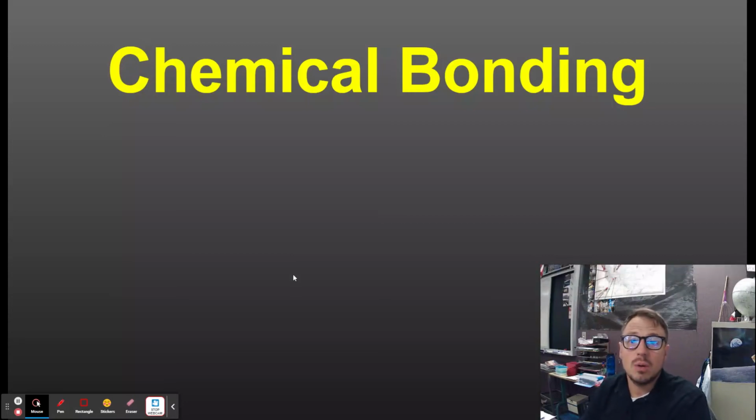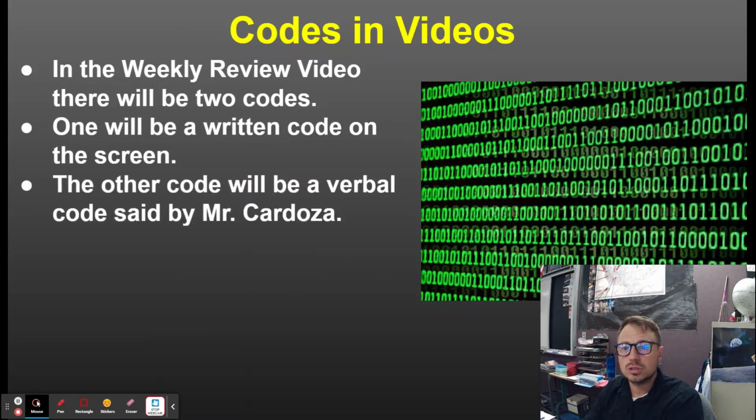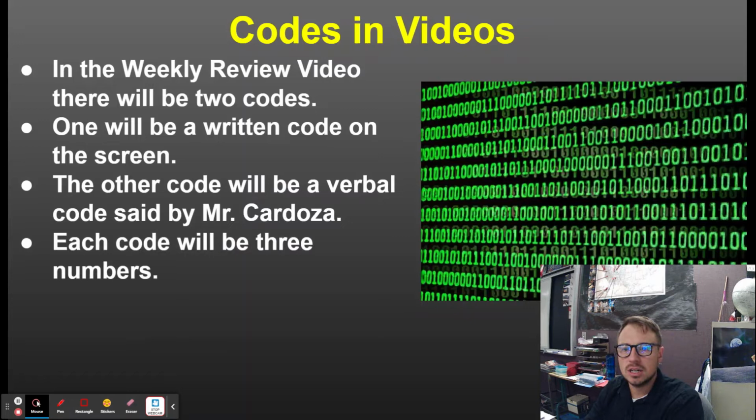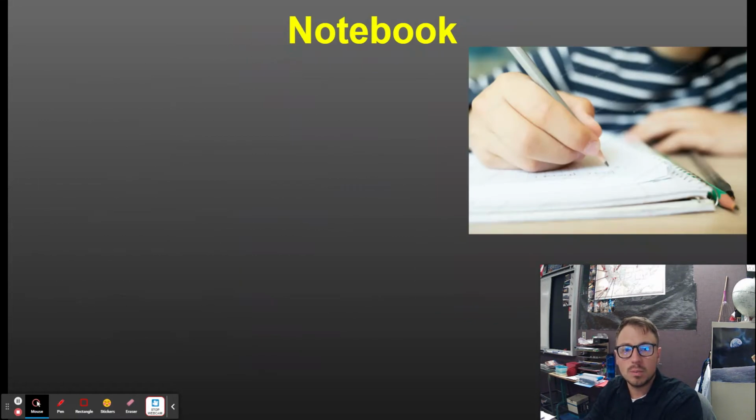This is the video on chemical bonding. All right, so just remember in the weekly review video, there will be two codes. One will be written code on the screen, and the other code will be said by myself. Each code will be 3 numbers. You will need all the codes in order to move on with the homework assignment.